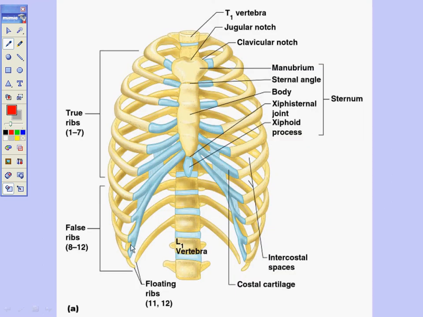So you can kind of see that area. Here's that funneling sort of deal, and then these are going to funnel into here. And then these last little guys down here are actually called floating ribs. The reason they're called floating is because they don't even attach to the sternum.